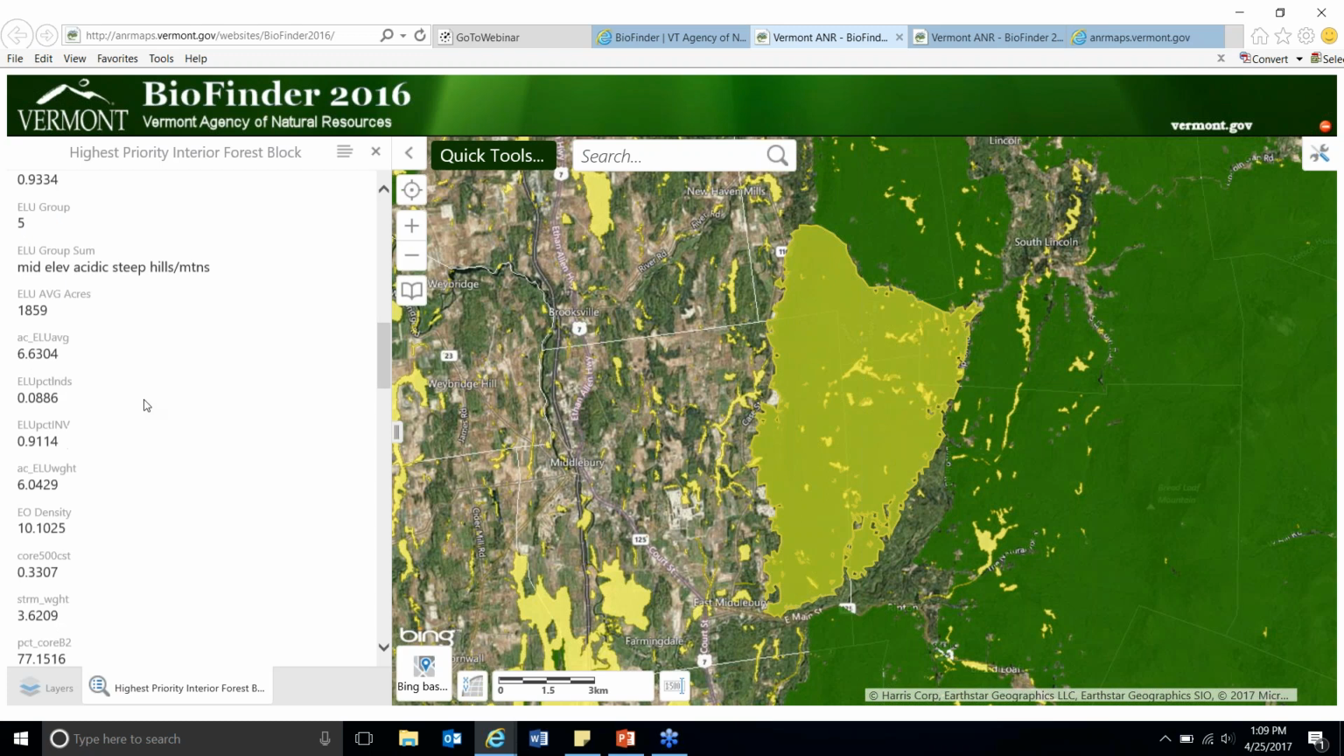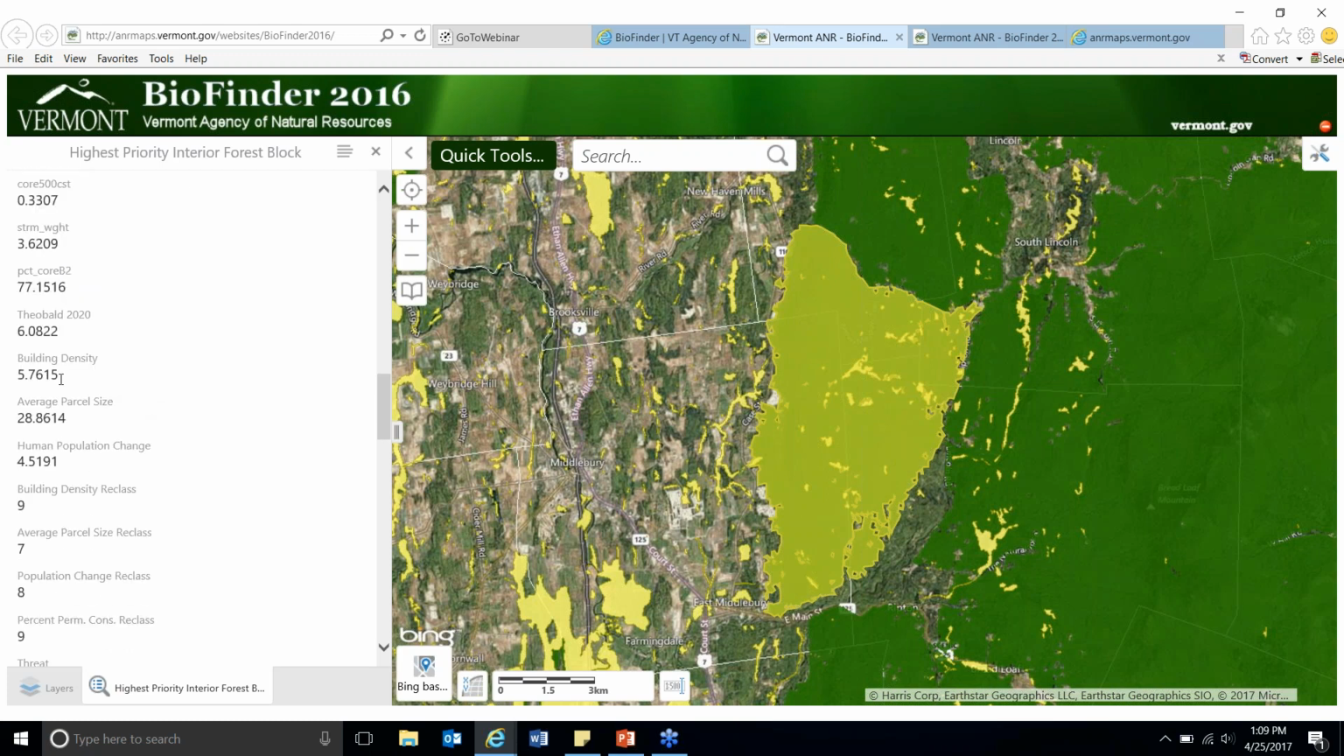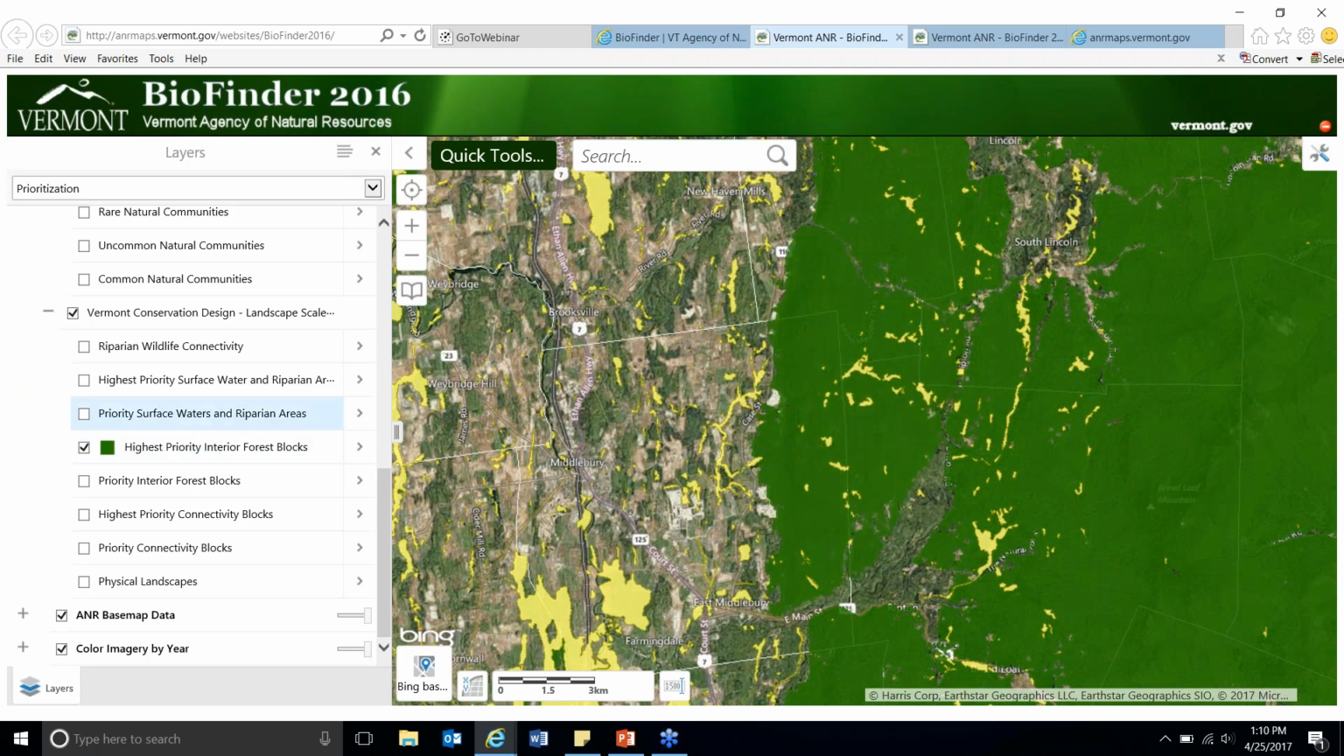That could be useful information. As you scroll down, it gives you the building density and the average parcel size. There's some interesting information hidden in that list, as well as some things that might seem like they're in code.